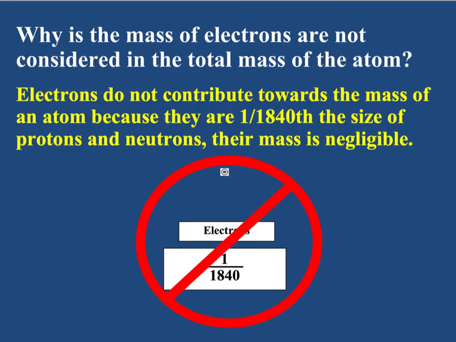So when we calculate atomic mass, we actually don't pay attention to how many electrons or the mass of the electrons in an element or in an atom. Why don't we consider them? Well, it's because they're so small. They don't really contribute towards the overall mass because they're really, really tiny.